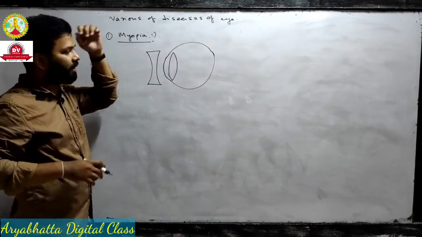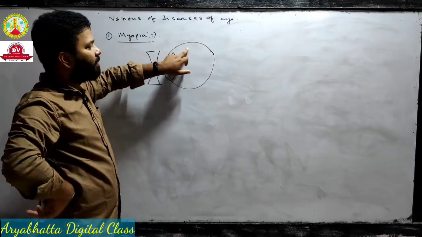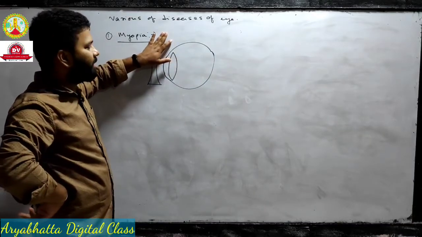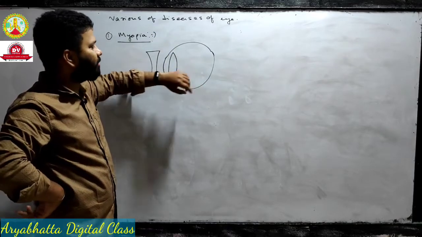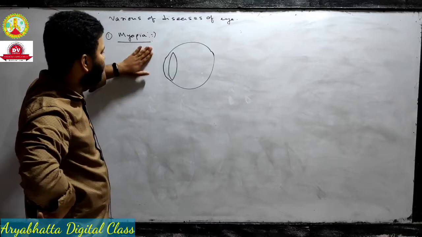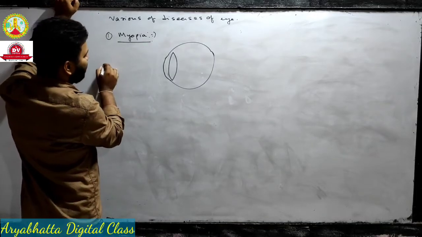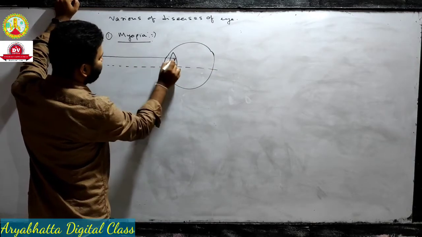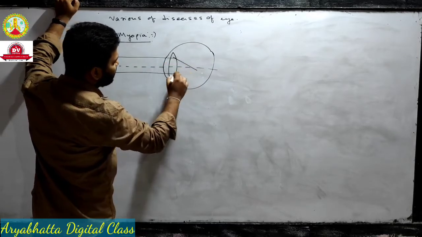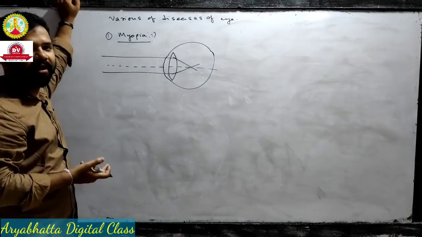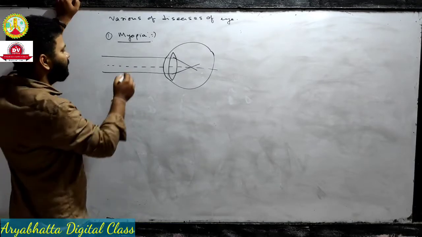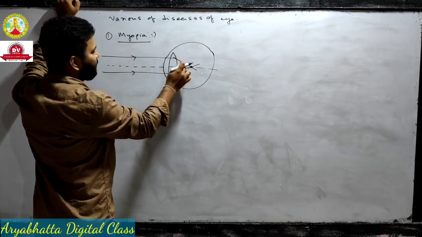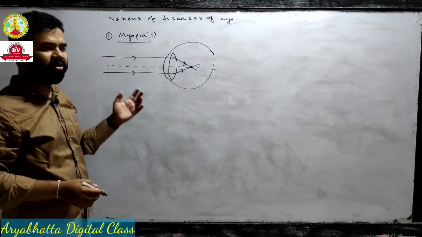The image should be formed on the retina itself. But if a person is suffering from myopia, then the image is formed in front of the retina. Let us try to understand it. If you are observing an object which is located at infinity or far away, the light rays will travel like this, and they will simply meet somewhere at this location. Is the retina available here? The retina is not here. So will you be able to see the image? No. So this is the problem with the myopic eye. The image is not formed on the retina.